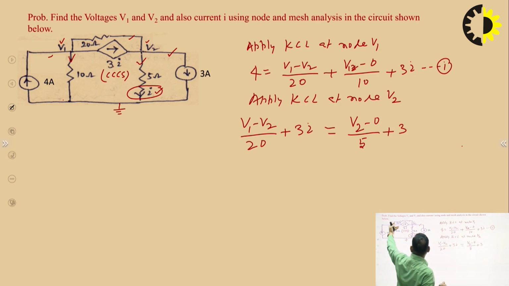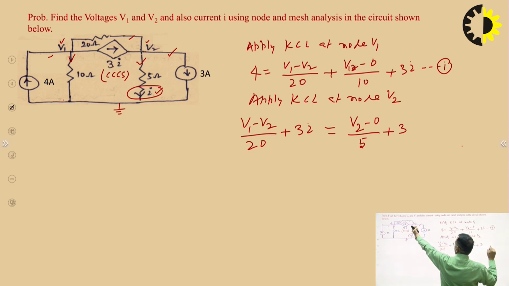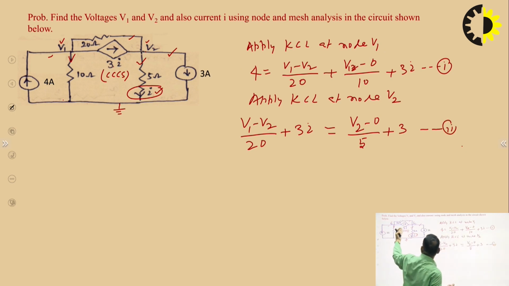So V1 minus V2 upon 20 is the current flowing through the 20 ohm resistor. V1 minus 0 upon 10 is the current through the 10 ohm resistor. 4 ampere current is approaching, plus 3I, and this is the second equation. So V1 minus V2 approaching node V2, 3I is also approaching, V2 minus 0 upon 5 is away from node V2, and 3 ampere.